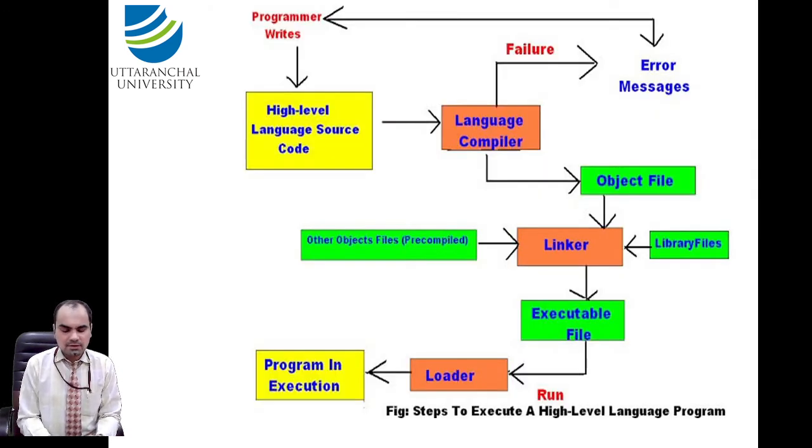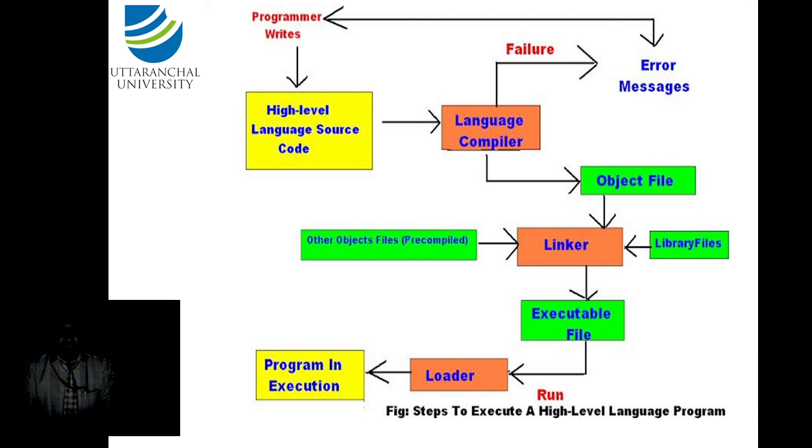After that, we take one more example, the steps to execute a high level programming language. In between, linker and loader perform a major role. The language compiler connects to the object file, and the linker provides the other object files in collaboration with the library file. The executable file is then run through the loader system and the program is in execution. This is the execution process. The complete process of translation is done through the compiler, linker, loader, and execution.